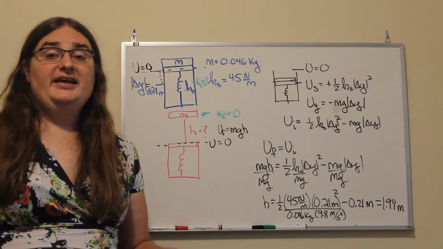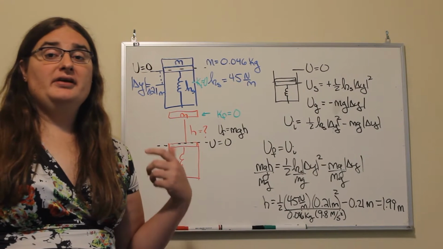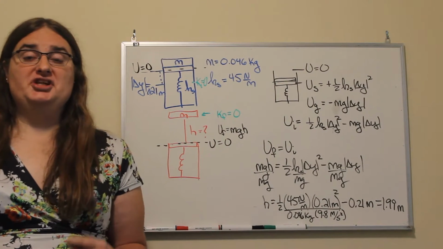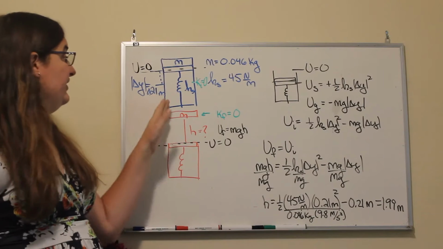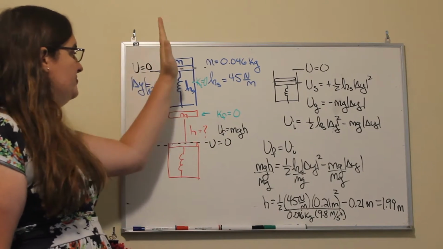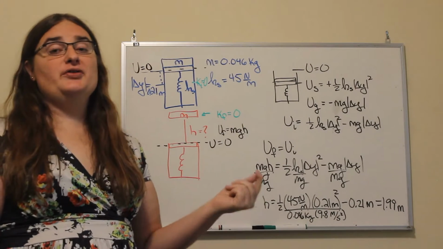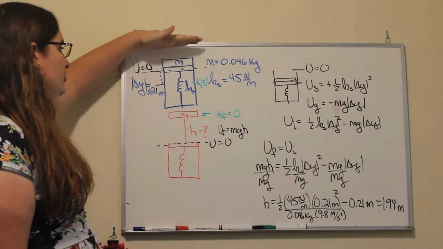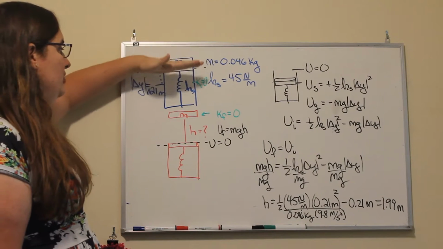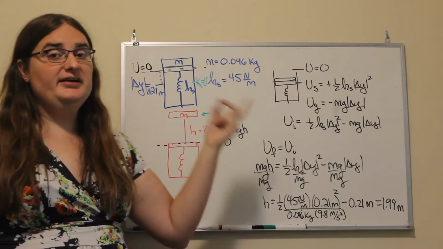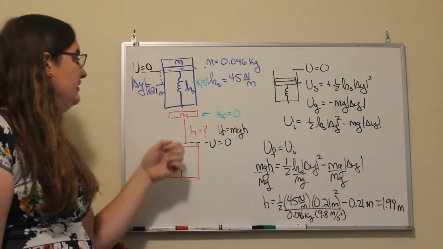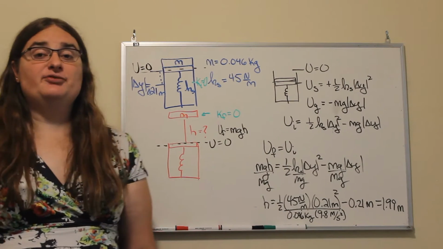Let's take a look at a kinematics problem involving both gravitational and spring potential energy. So we have a vertical spring launcher. Our spring is vertical here rather than horizontal. We load this by placing a mass on top, compressing the spring a distance of 21 centimeters, 0.21 meters, and then we release it from rest.